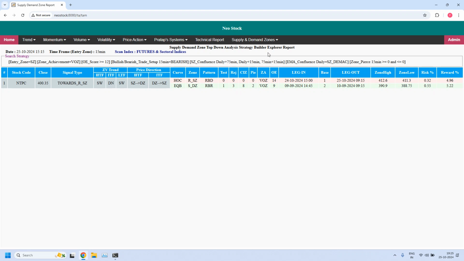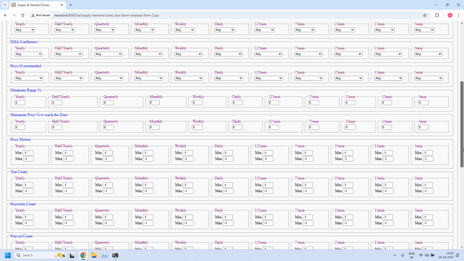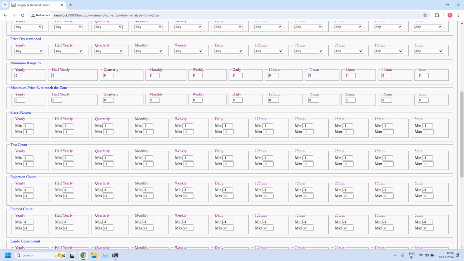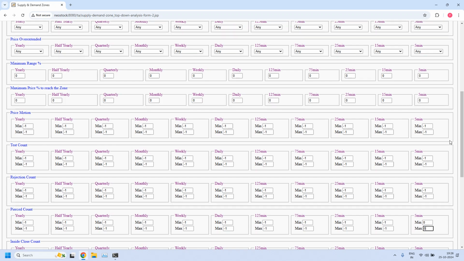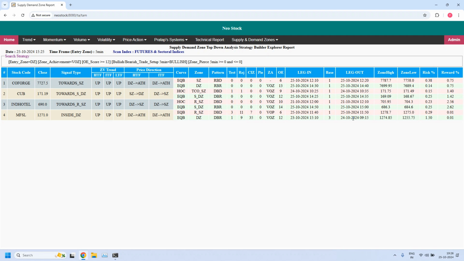So no problem. Next let us look for hourly income trade stocks, bullish trade setup, entry time frame 5 minutes, entry zone demand zone. In bullish or bearish at 5 minutes time frame, I am selecting bullish. The 5 minutes demand zone should not be pierced. So in the pierced count at 5 minutes time frame, I am setting minimum value 0, maximum value 0. Zone achievement violated, opposing zone, minimum odd enhancer score 12. All the three filters are applied to the 5 minutes demand zone.